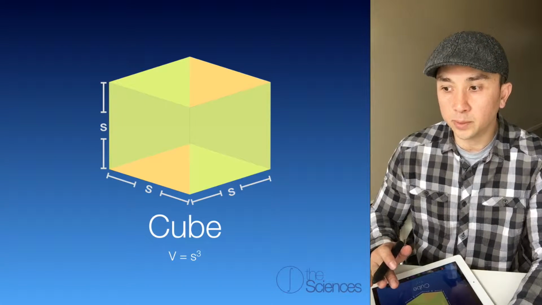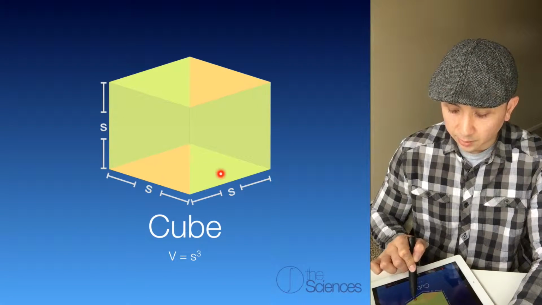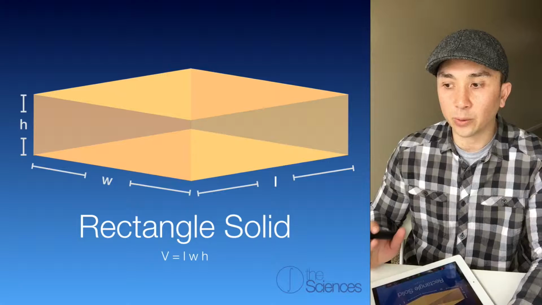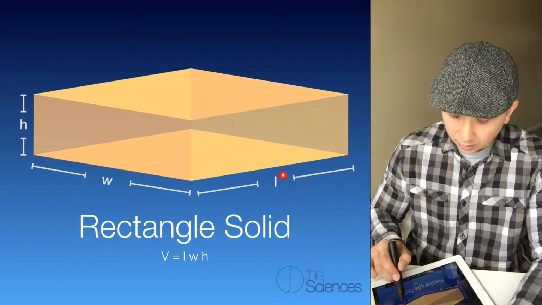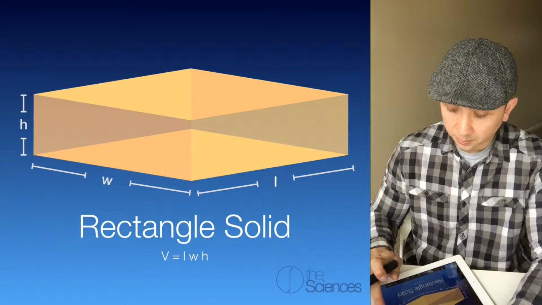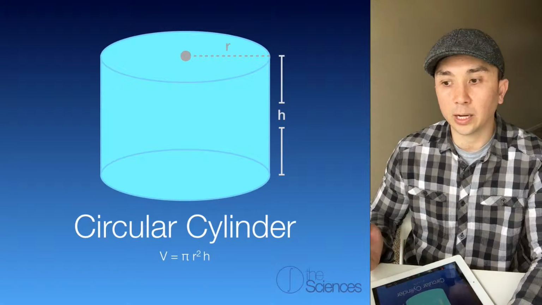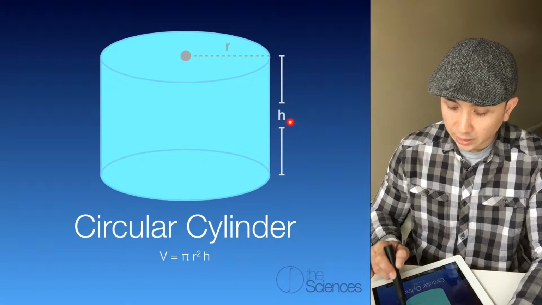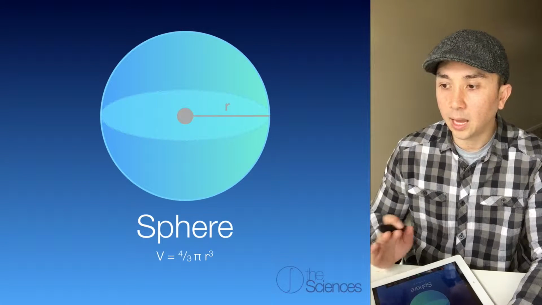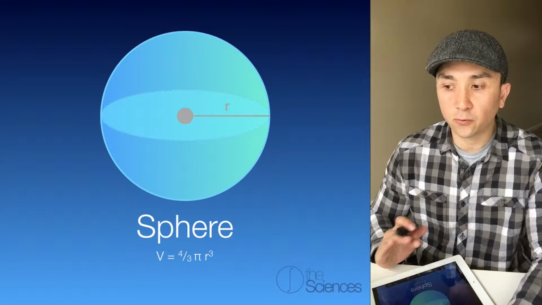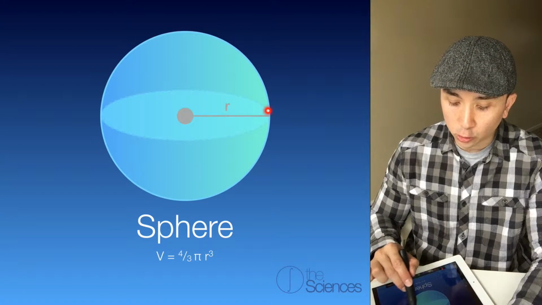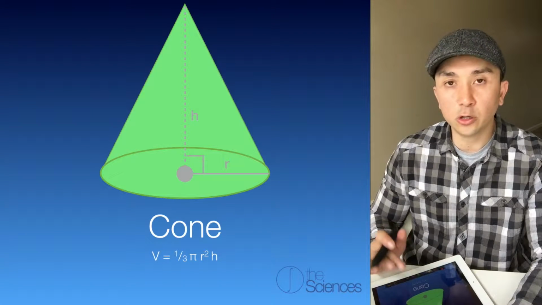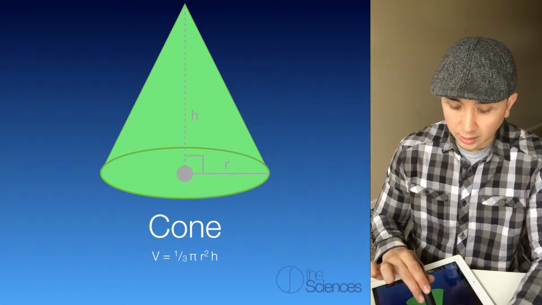The volume of a cube is side times side times side, or s cubed. The volume for a rectangular solid is length times width times height. The volume for a circular cylinder is pi r squared times height. The volume for a sphere is 4/3 pi r cubed. The volume for a cone is 1/3 pi r squared times its height.